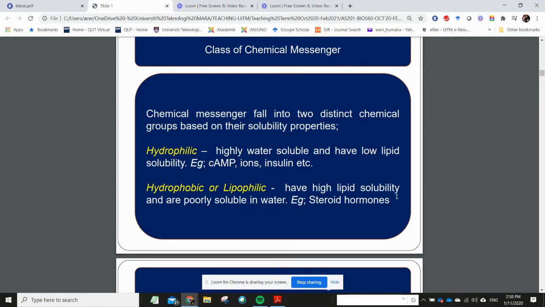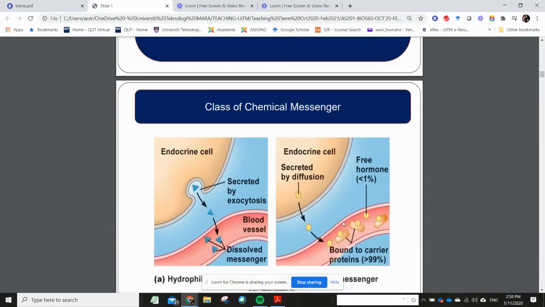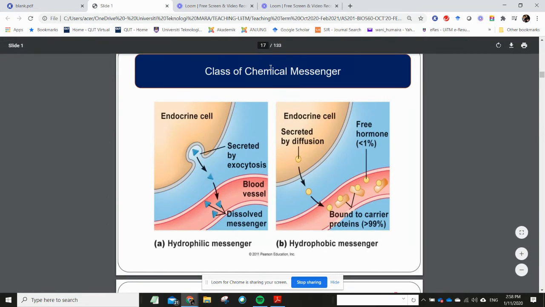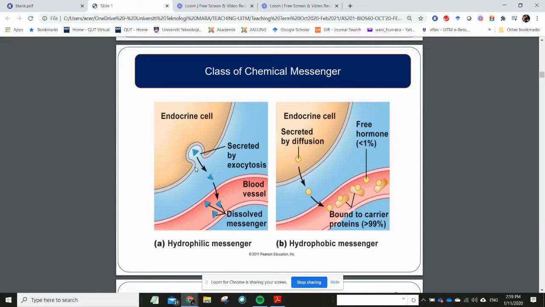Example for hydrophobic: steroid hormones. Okay, so this one, hydrophilic and hydrophobic. Hydrophilic means water soluble, very high water solubility but low lipid solubility, right? So you can see from the blood to the extracellular environment, it dissolves and travels easily.